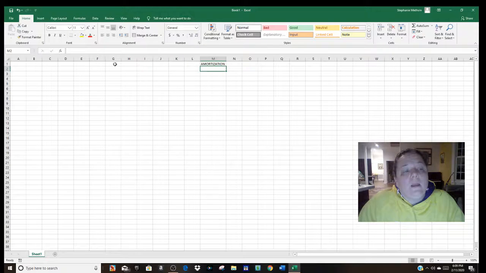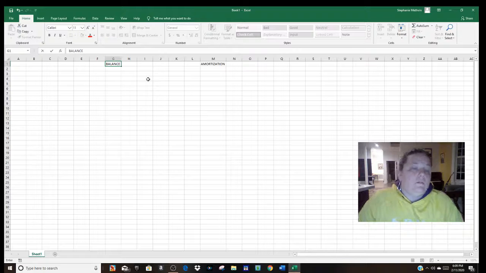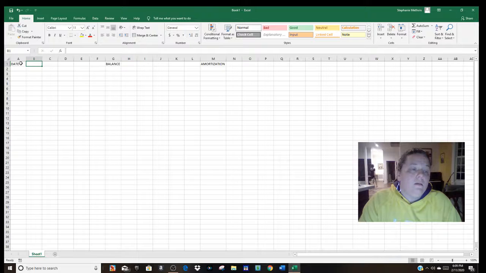I'm going to label a couple places here. We're going to go over to G and type in balance. I want the date over here all the way to the left in A1, the date being all the way on the left and the balance being all the way on the right. That matters so that you can see what you're looking at visually. The stuff on the inside doesn't matter that much. I'm talking about what order you put them in.